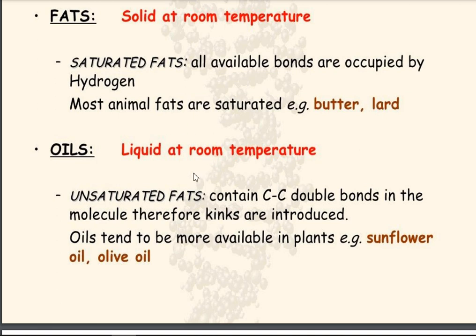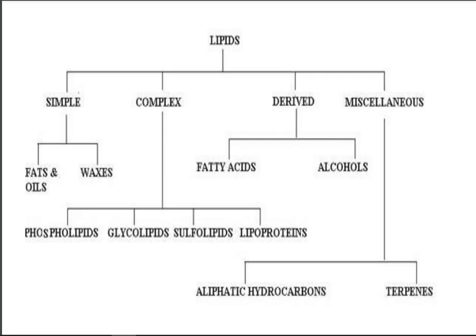Then you have oils, which are liquid at room temperature. They have double bonds, hence they are unsaturated. Oils tend to be available in plants, for example sunflower oil and olive oil. All these categories of oils come under the main category of lipids, and in lipids they come under oils. Semi-solid or solid consistency comes under fats.